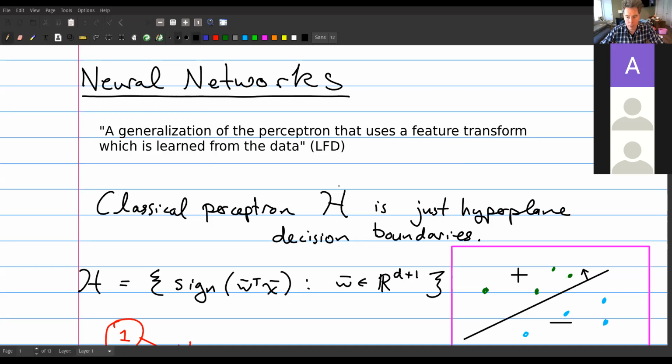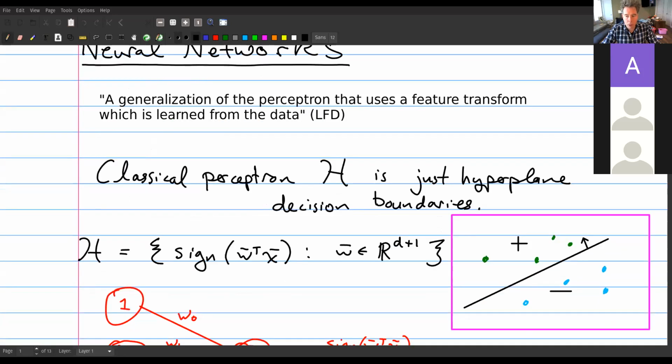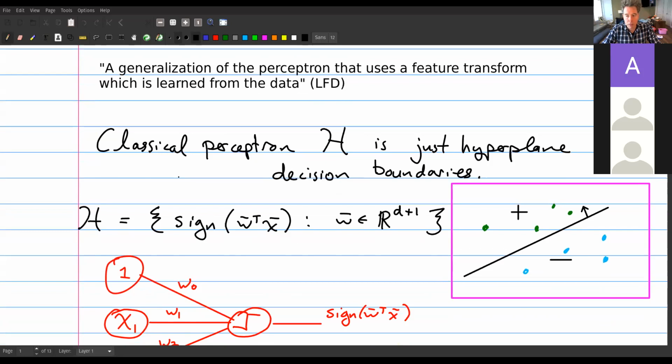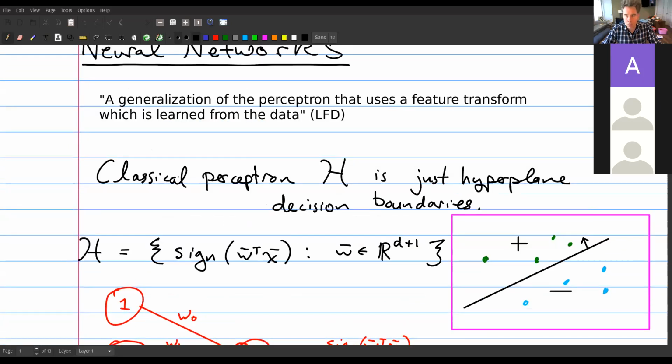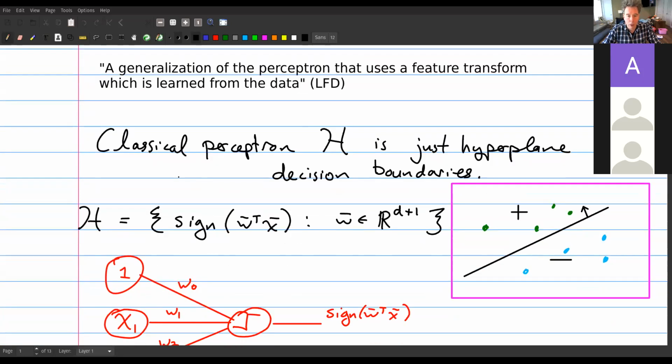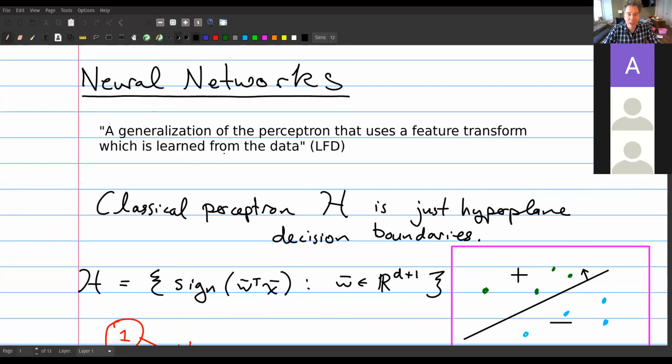These notes that we're about to go through are pretty much a direct transcription from the textbook, to the extent that I feel bad about putting this on the internet, but this is just going through the textbook. So what is a neural network? We're going to get deeply into that, but here's an opening attempt by the authors of the textbook, and I think this is really insightful. It says it's a generalization of the perceptron that uses a feature transform which is learned from the data.